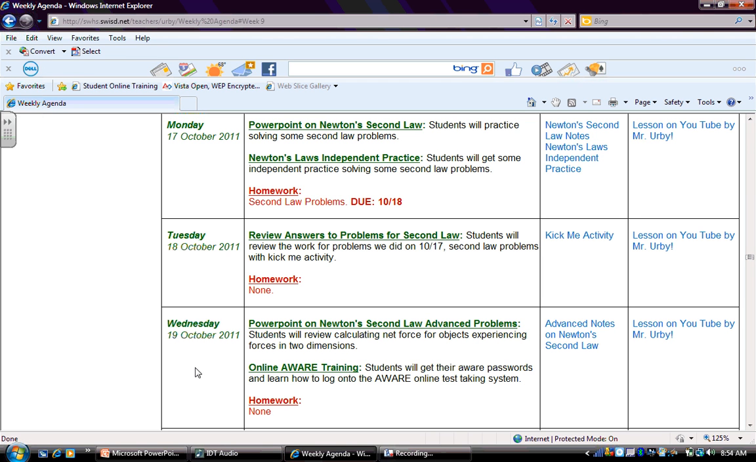Today's lesson is for Wednesday, October 19th, 2011, and today we're going to be going over a PowerPoint on Newton's second law. These are going to be some more advanced problems than what we've gone over in the past, specifically because we'll be addressing objects that are undergoing forces in two dimensions, not just one. So we'll have to get the net force in an x direction and a y direction.